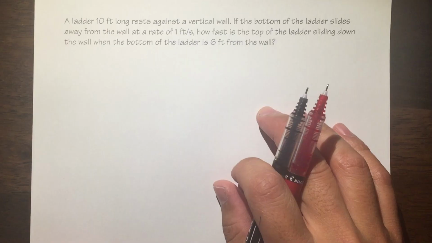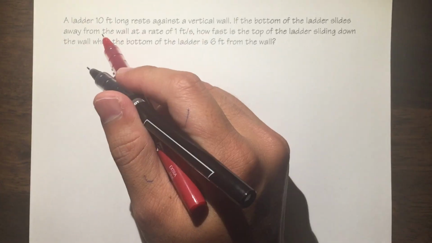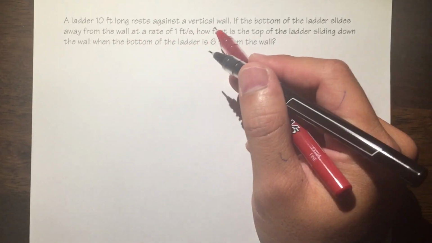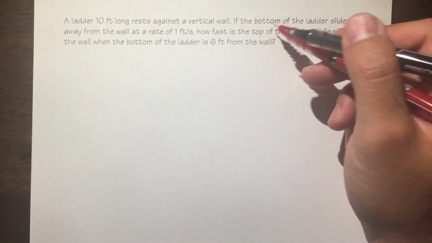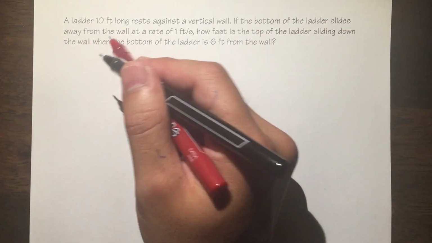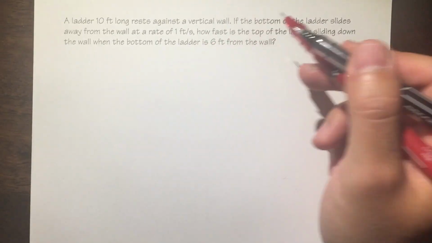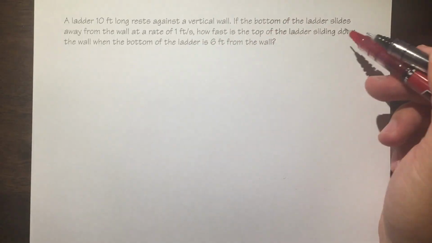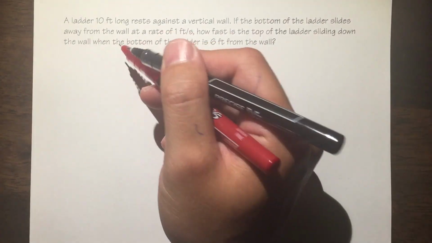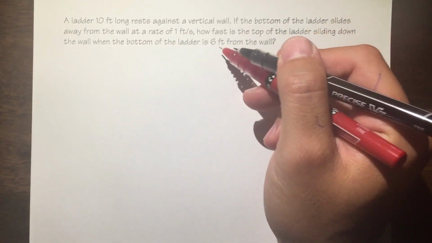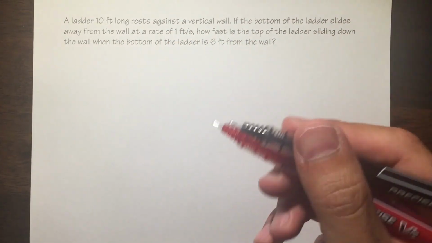Okay, another related rate question. Here we have a ladder 10 feet long leaning against a vertical wall, and it says if the bottom of the ladder slides away from the wall at a rate of 1 feet per second, how fast is the top of the ladder sliding down the wall when the bottom of the ladder is 6 feet away from the wall? Well, you know the deal.